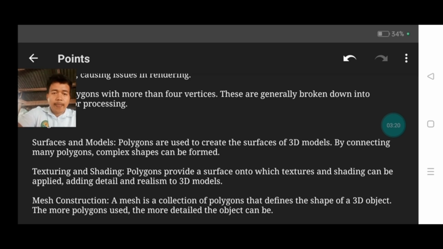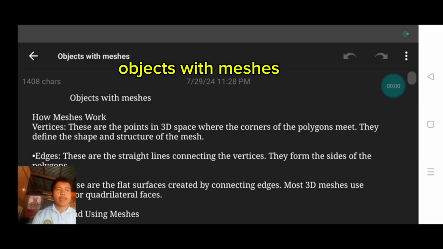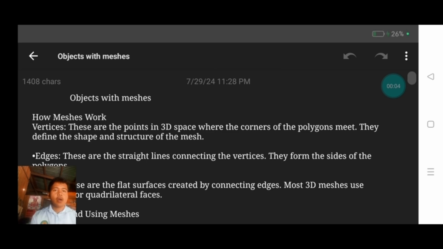Mesh construction. A mesh is a collection of polygons that define the shape of a 3D object. The more polygons used, the more detailed the object can be. Objects with meshes. How meshes work.